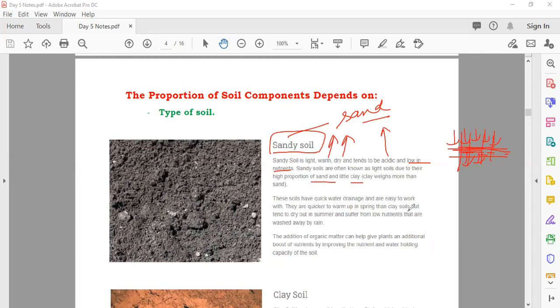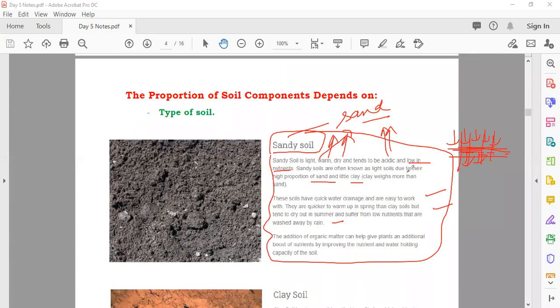And okay, they are quicker to warm up in spring than clay soil. So in the spring they become warm quickly and tend to dry in the summer and suffer from low nutrients that are washed away by the rain. So here for you, all these are just details. What you have to remember, the points: acidic, less nutrients, easy to work, okay, and water will drain, water will go through them very easily.